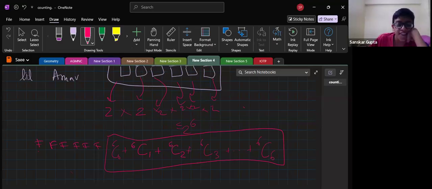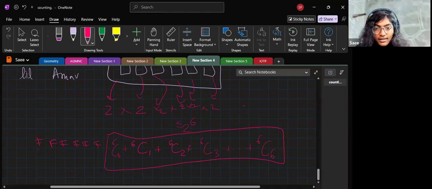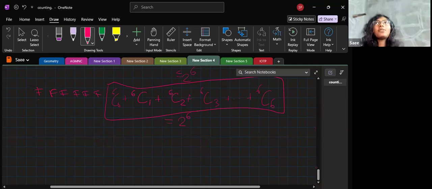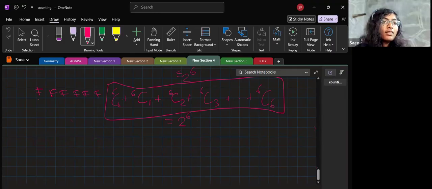Yep. So you get the sum of all nCr's. Yes, so you get that this is in fact equal to 2 to the 6, because we are answering the same question. If you're answering the same question, you cannot have two different answers. So the two answers have to be the same.